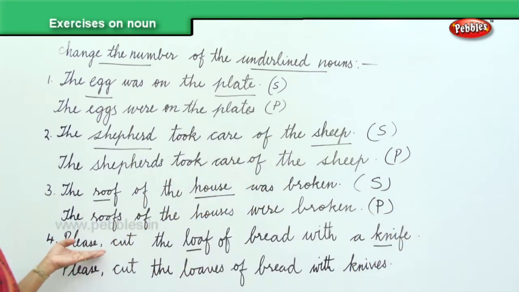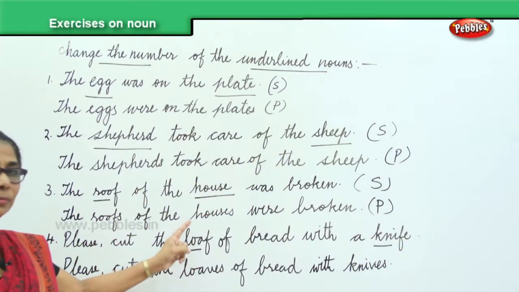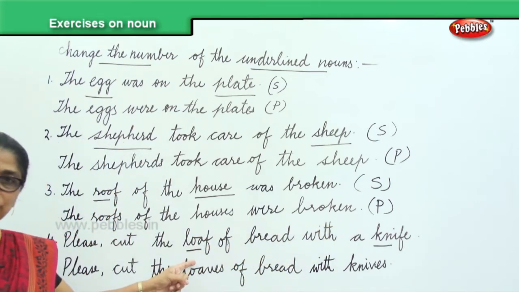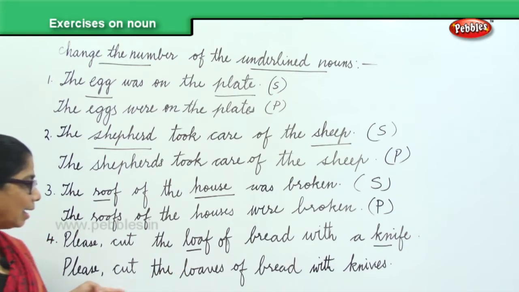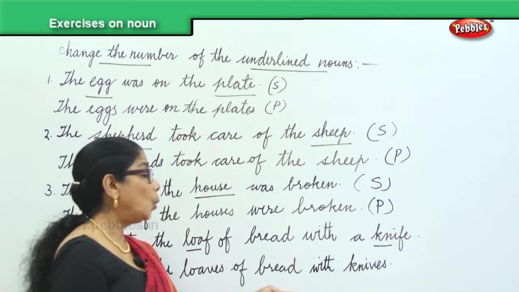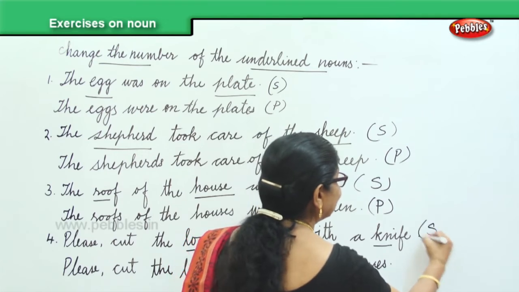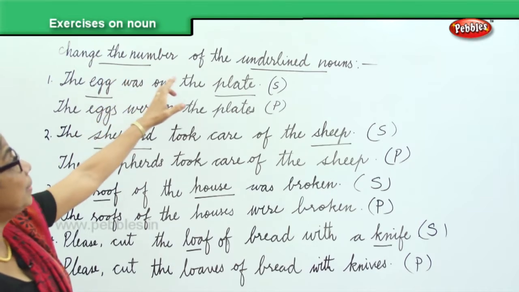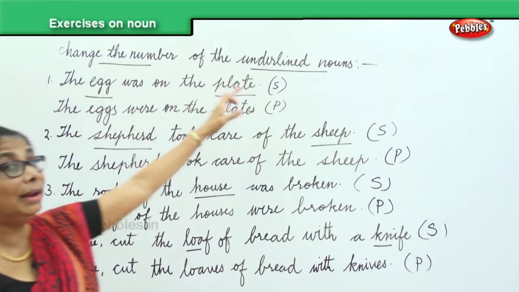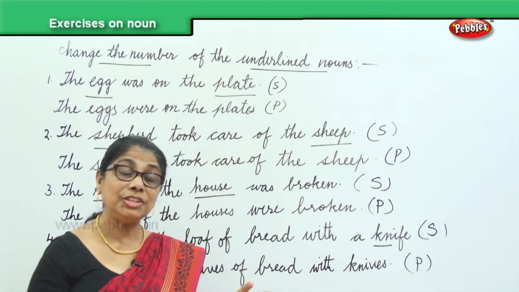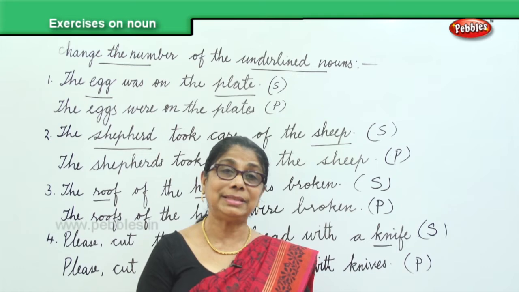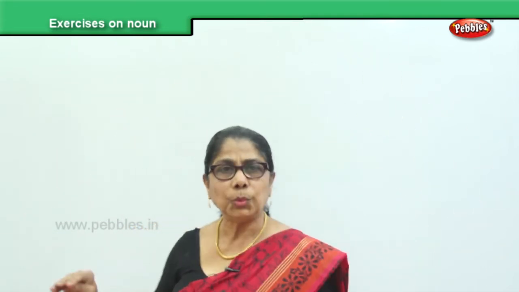And the last one we have, please cut the loaf of bread with a knife. Knife and loaf need to be changed into plural. Please cut the loaves of bread with knives. So you have here singular and you have here plural. So we have learned to change the number of the underlined nouns. But when we are changing, we are also taking care of the verbs. We had been changing the singular to plural.